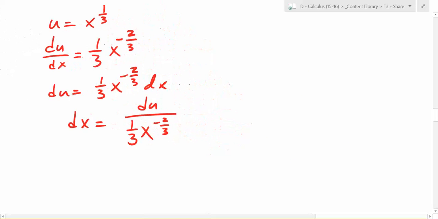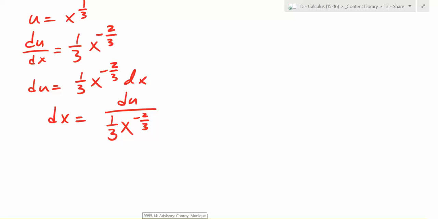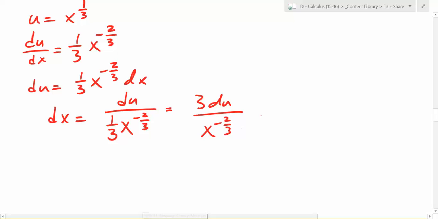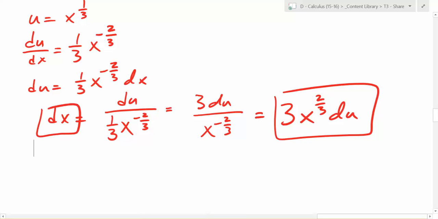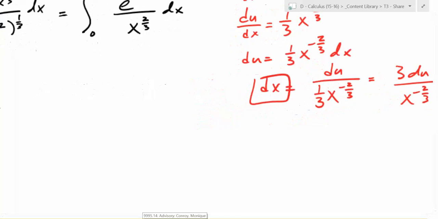What should we do before we simplify that? Oh, I just said it out loud. Before we substitute it, we should simplify it. Dividing by 1/3 is the same as multiplying by what? So you have that equals, let's do it piece by piece, 3 du over x to the negative 2/3. Where can we bring that x to the negative 2/3 and make it positive? Yeah, it's 3x to the 2/3 du. So that is dx. So when we make this substitution now, what do we end up with?